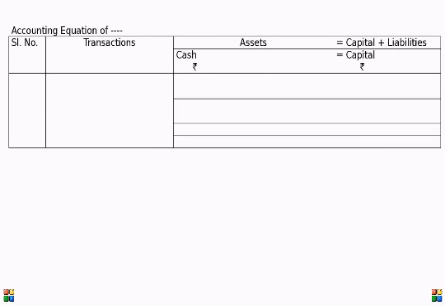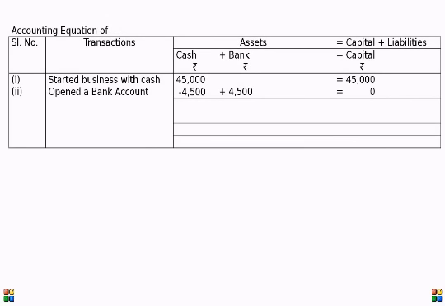The next line will have, on the asset side, cash, and on the liability side, capital. The first transaction is: started business with cash rupees 45,000. This will increase cash on the asset side by rupees 45,000, and on the liability side capital will be increased by 45,000.